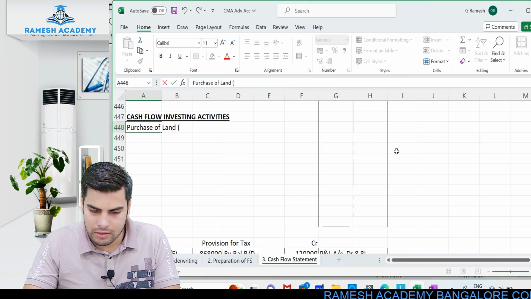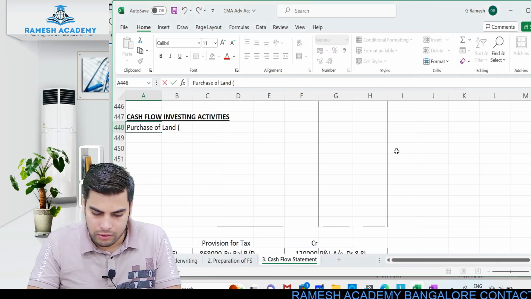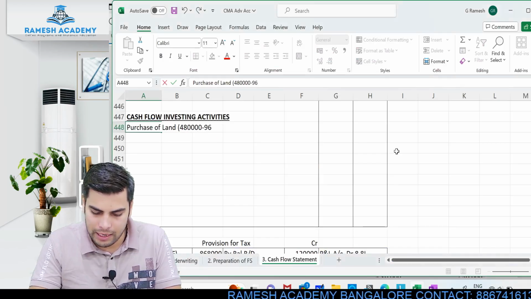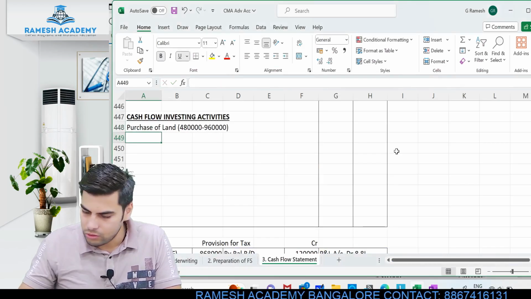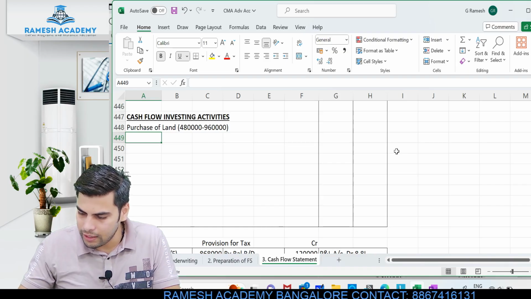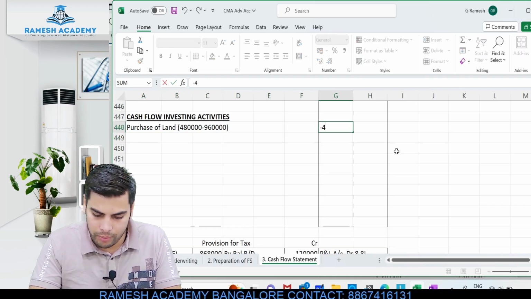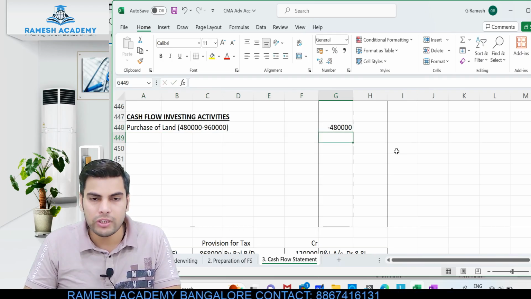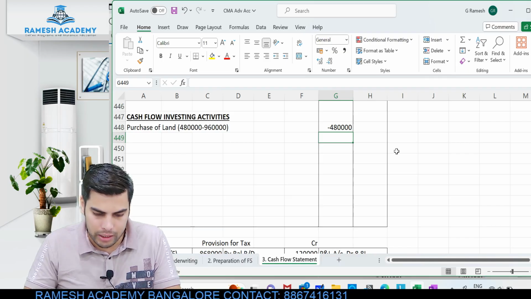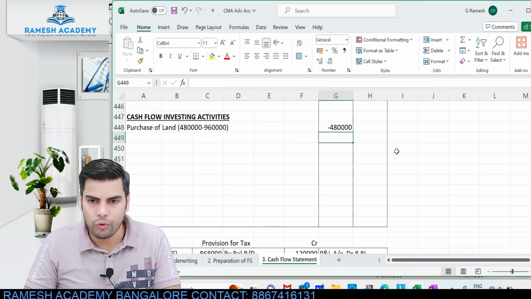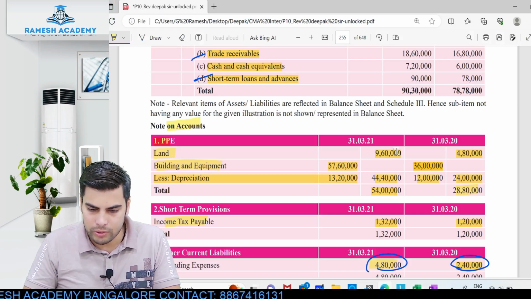So how much is the value of the land which I purchased? 4,80,000 was the opening balance. Closing balance became 9,60,000. So 9,60,000 minus 4,80,000, 4,80,000 is what we purchased. This would be an outflow, because when I purchase the land, obviously I'll be spending the amount. I would have made the payment, so 4,80,000 rupees is the outflow.